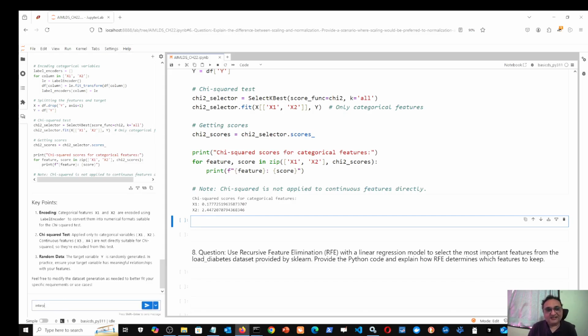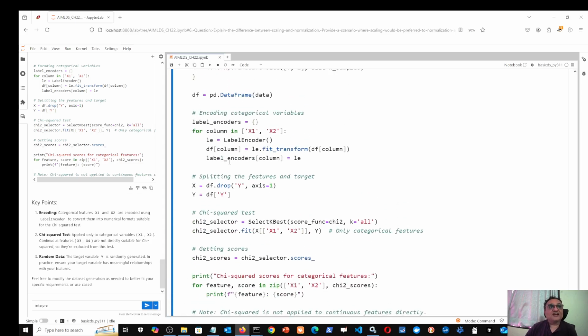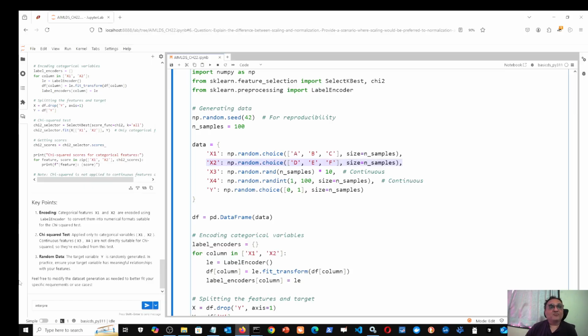Otherwise, the interpretation is clear that these two are the most significant features, with highest correlation and highest role in deciding the target variable. And even in them, x1 has a very small chi-square value of 0.177, while x2 has 2.44. So compared to this, it is nearly 15 times larger. So you can say that x2 seems to be the most important feature.